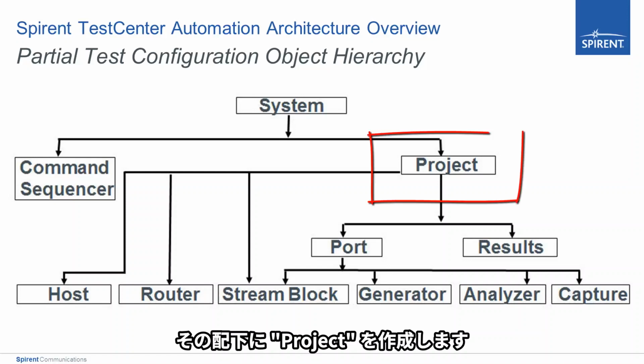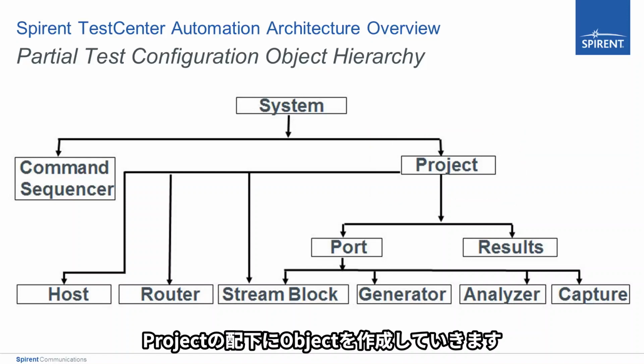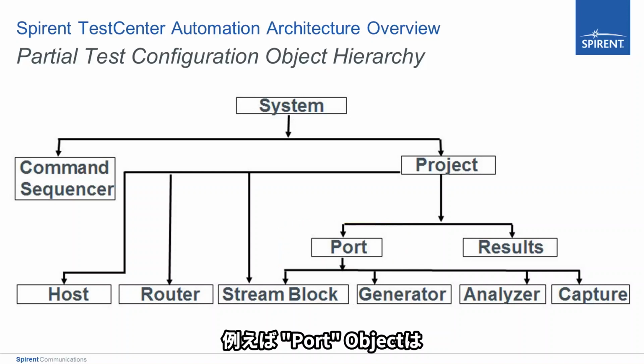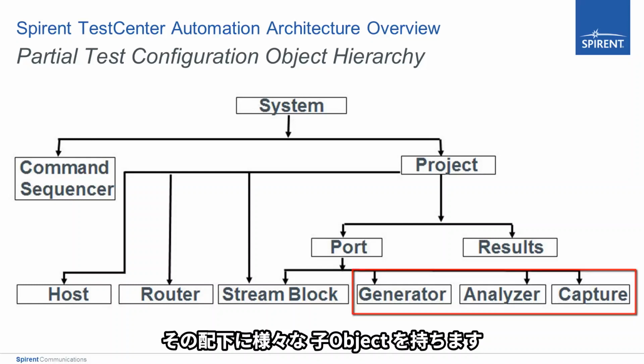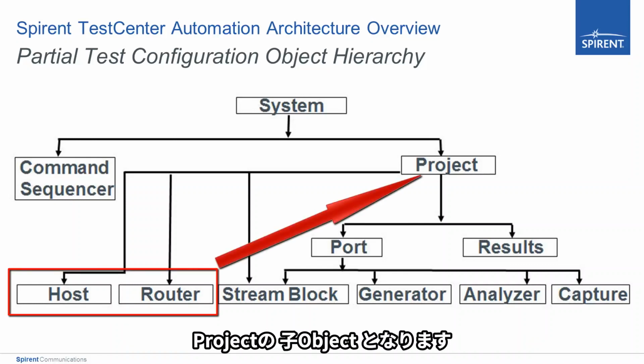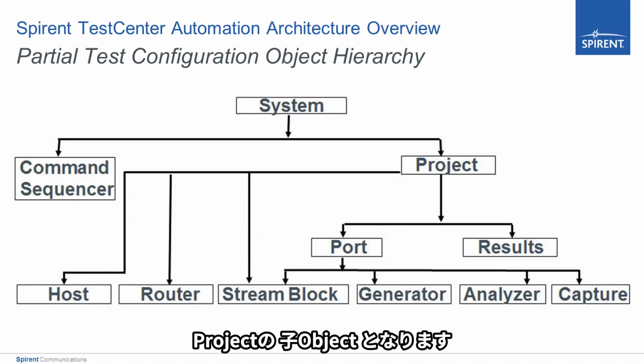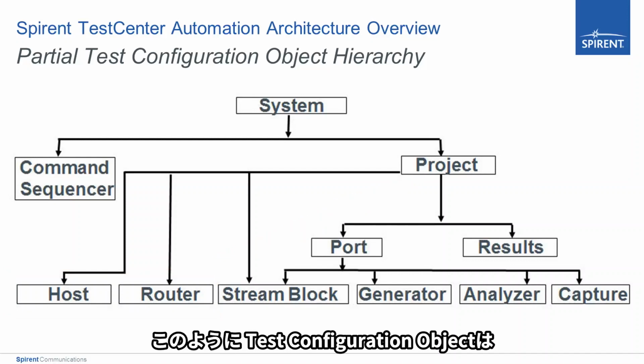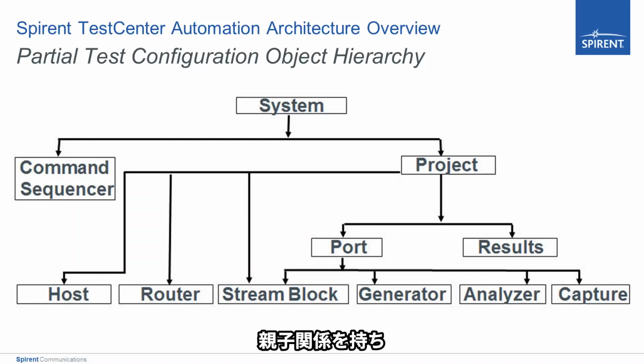You will then create a project, and then underneath that project, you will have ports, for which you will define a generator, an analyzer, and a capture. Actually, it will be automatically defined for you, and we'll talk about that in a little bit. You'll see the host or the router; the devices are off of the project and not off of the port. The whole idea is that you're going to have a parent type of object and then a child object underneath it. These are all test configuration objects. You're going to configure them, and then we're going to perform certain actions on those objects.